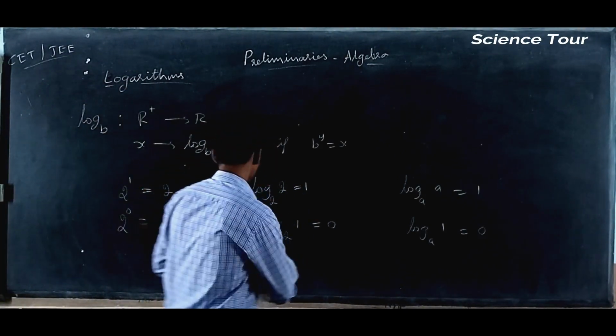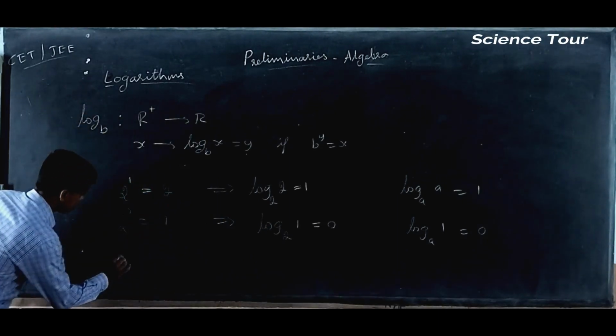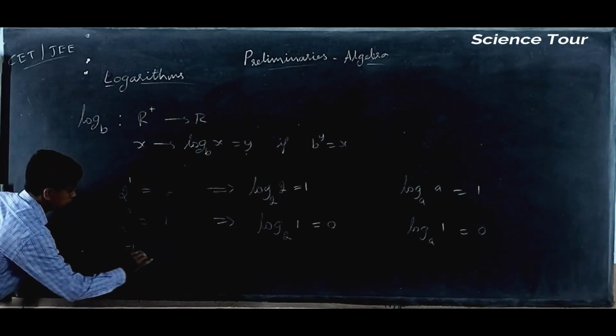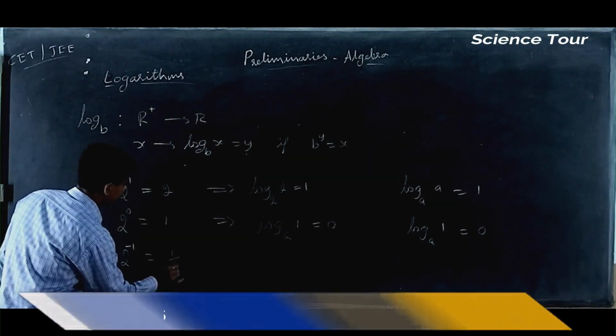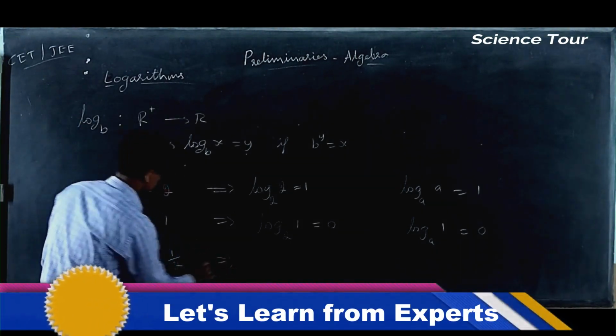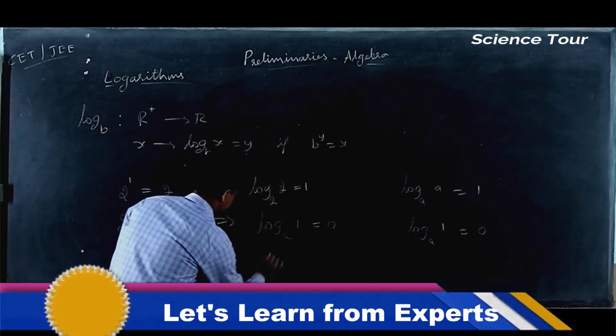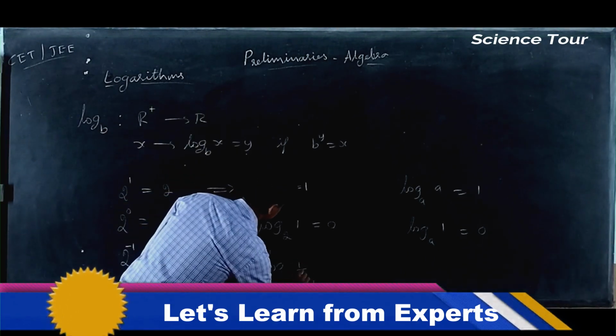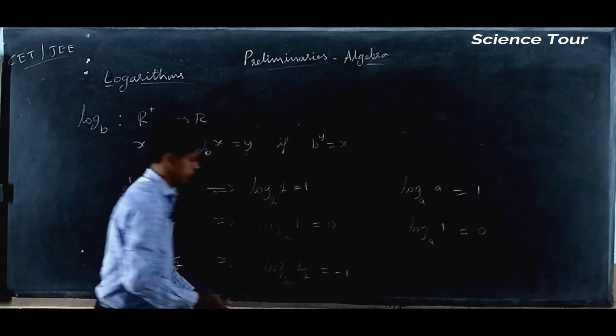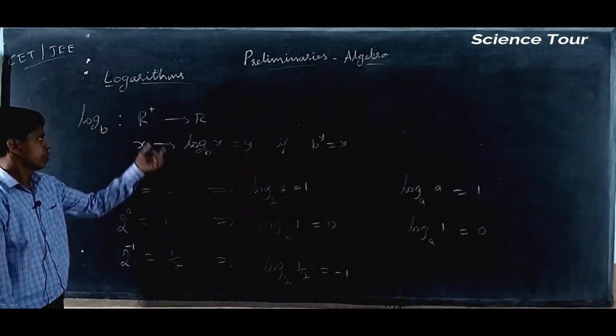Let me continue. Now what about 2 to the power minus 1? Yes, so 2 to the power minus 1 is half here. So that means log to the base 2 of half is equal to minus 1. Understand?